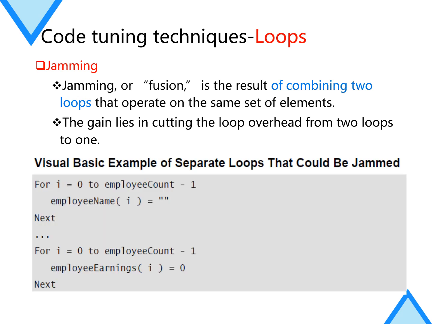This is a Visual Basic example in which we have two loops. For I start from 0 to implCount - 1, and the next also for I start from 0 to implCount - 1. So both execute the same number of times. One uses employee name and one uses employee earning, but their running count is similar. It also runs from 0 to implCount - 1, so we can combine these two loops into one whole.